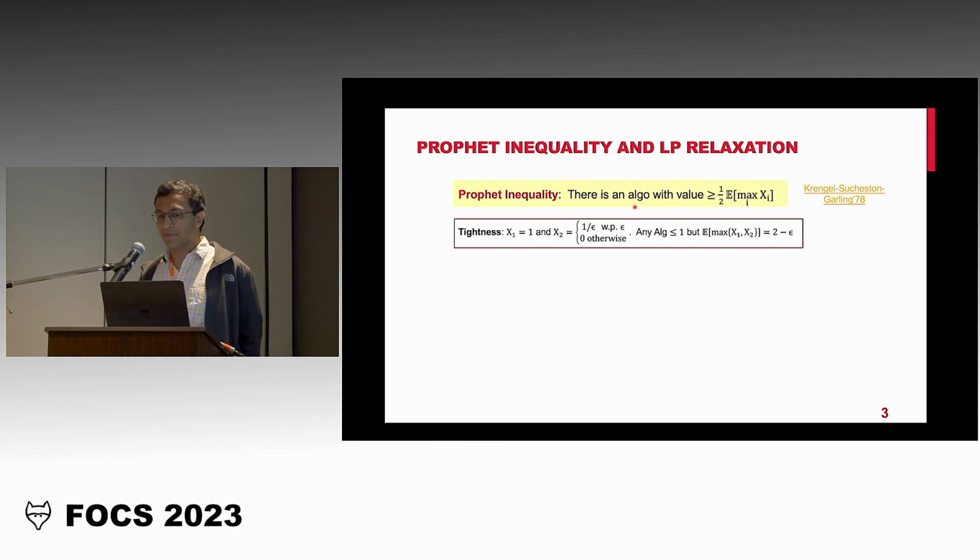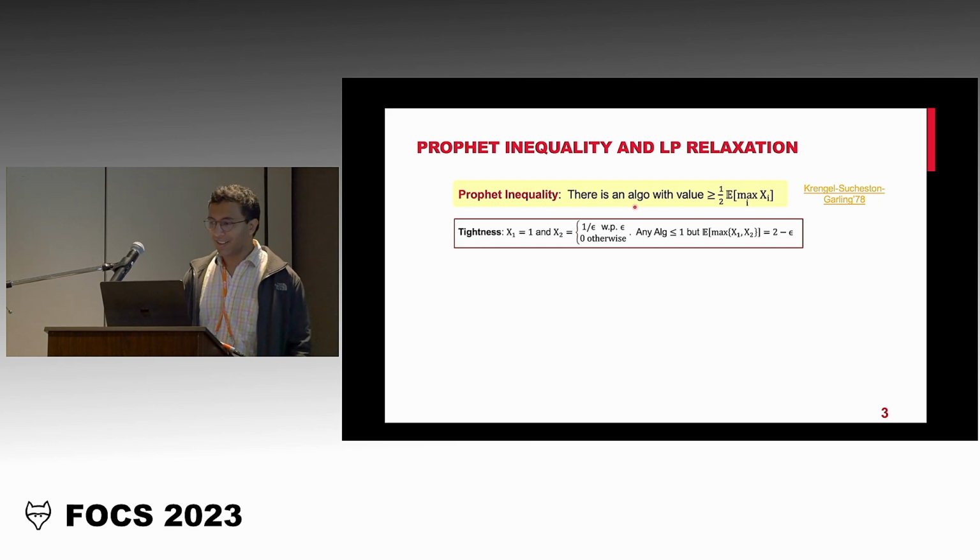But it turns out the prophet inequality result is saying that this is in some sense the worst possible example. So for any distribution, not just two random variables, with even millions of random variables, I can always guarantee a policy which will get me at least half of the expected max. Let me pause for a second in case there's something unclear. Okay, good. Nice.